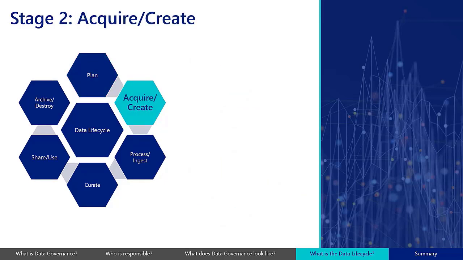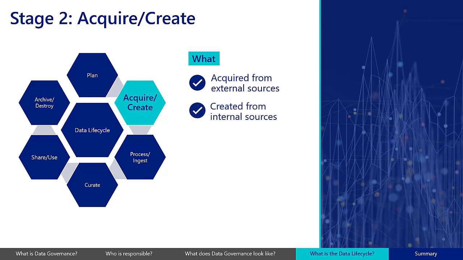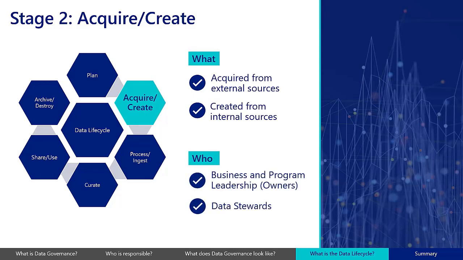Stage 2 is the acquisition or creation of data. Data can be acquired from outside sources or created internally. Data owners, as well as data stewards, are key to this stage of the data lifecycle, as they are the drivers for determining what data is needed to further their mission and for using that data for strategic advantage.